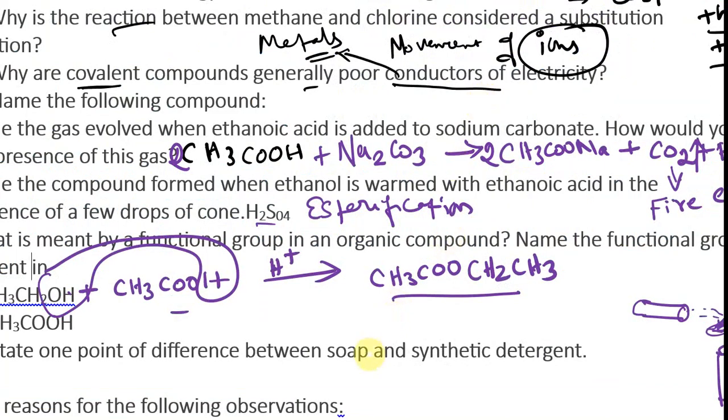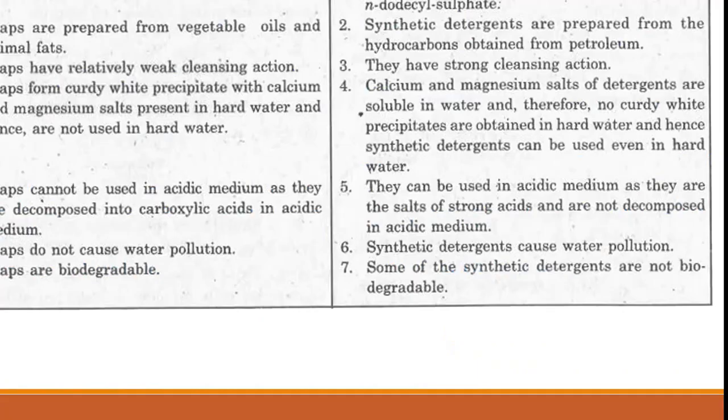State one point of difference between soap and synthetic detergent. Not one, we should have much more in our mind. Let us have the answer here. Yes, as you know, the first point everybody will know. Soaps are sodium or potassium salts of higher fatty acids or long chain carboxylic acids, both we can write. Example, sodium stearate. Synthetic detergents are sodium alkyl sulfates or sodium alkyl benzene sulfonates. Example, sodium n-dodecyl sulfate. So you can remember the examples from the exam point of view.